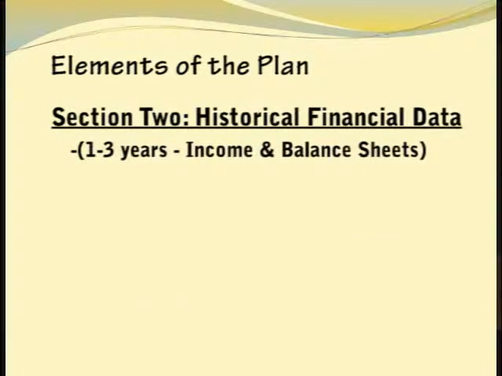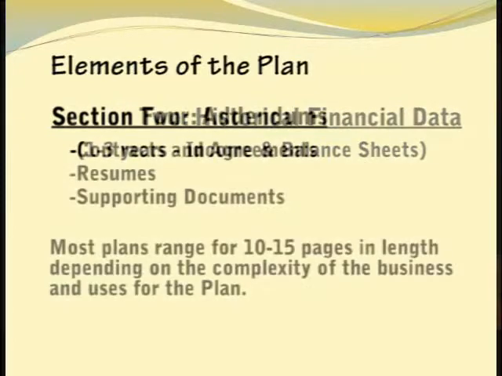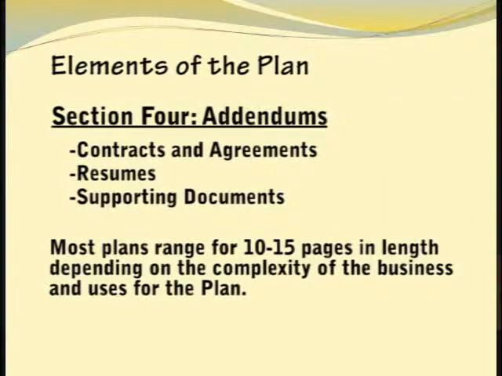Section 2 will be your historical financial data. It'll have about 1 to 3 years of income and balance sheets. And Section 3 is your financing forecast. About 3 to 5 years income, cash flow, and balance sheets. And Section 4 will be your addendums, your contracts and agreements, your resumes, and all your supporting documents.